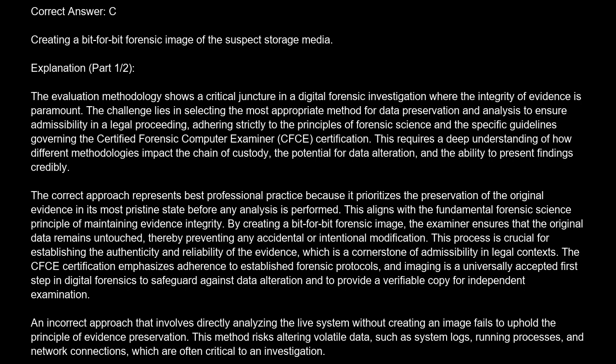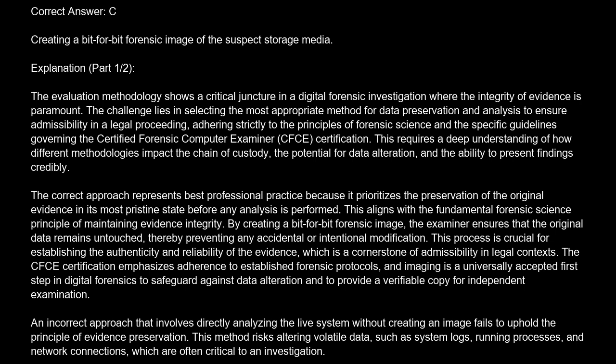proceeding, adhering strictly to the principles of forensic science and the specific guidelines governing the Certified Forensic Computer Examiner (CFCE) certification. This requires a deep understanding of how different methodologies impact the chain of custody, the potential for data alteration, and the ability to present findings credibly. The correct approach represents best professional practice because it prioritizes the preservation of the original evidence in its most pristine state before any analysis is performed.